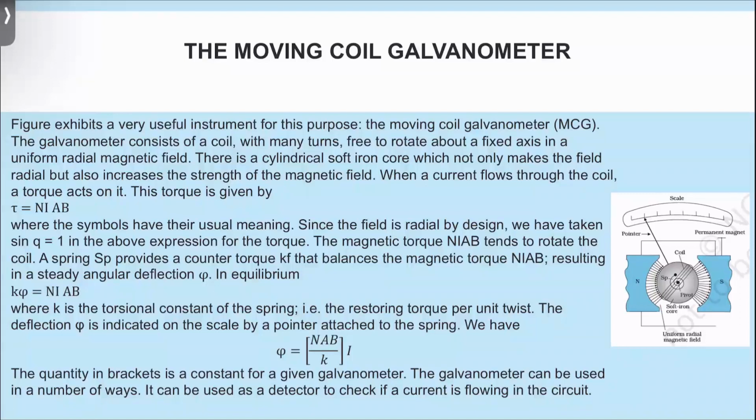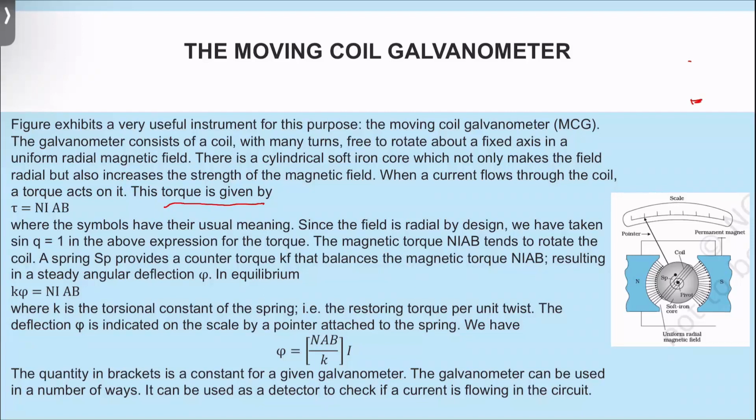So the galvanometer, as we have seen, is used to measure current and see whether the current is flowing through a certain part of the circuit or not. We learned the principle behind a moving coil galvanometer: the torque that is produced due to the existence of both a magnetic field and an electric field.